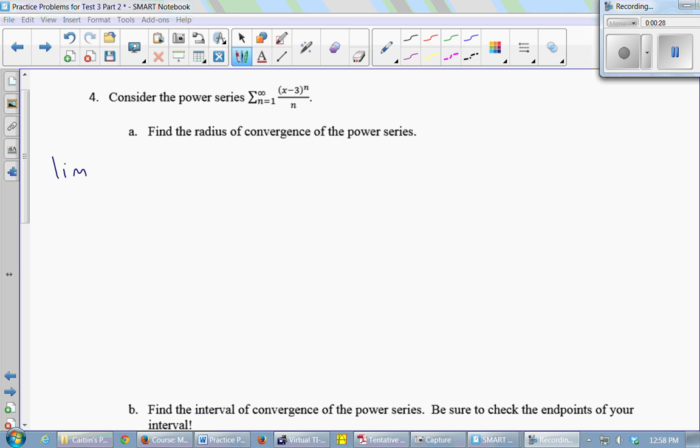All right, so I take the limit as n goes to infinity. In absolute value, I have to put the n plus first term divided by the nth term, but I don't want to write it down because it takes a lot of space. I'm going to do the flip and multiply right away. Divided by the nth term is the same as multiplying by the reciprocal of the nth term.